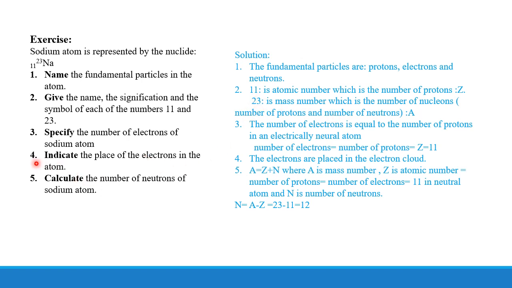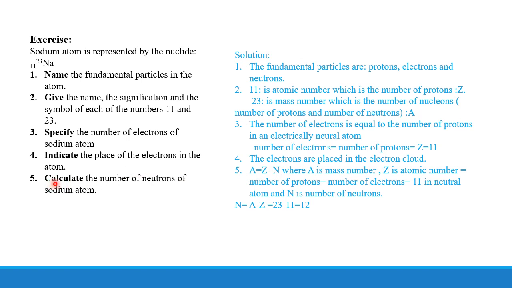4. Indicate the place of the electrons in the atom. Indicate means without justification. So number 4, the answer is the electrons are placed in the electron cloud.